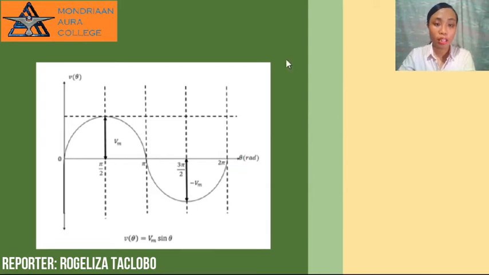So we have here an example of a sine wave. Ang y-axis natin ay v theta, v of theta, at ang x-axis natin ay theta, which is in radians. So ang period natin, nag-stop siya sa 2 pi. Ang kailangan natin, yung v of theta, which is equal to Vm sine theta. So yung Vm natin na ito, yan ay yung peak voltage or yung maximum voltage. So pwede natin gamitin Vp or Vm.